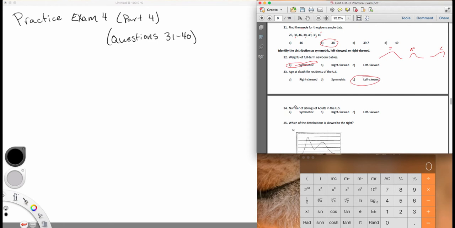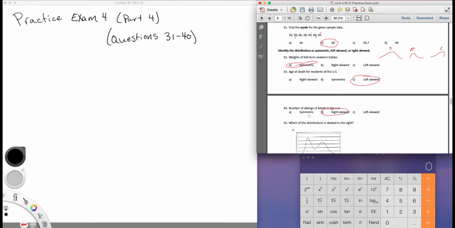And the number of siblings of adults in the United States. Well, I have 11 siblings, but I'm definitely an outlier, so usually it'd be right skewed. Usually you'll have a few siblings, but you definitely won't have a lot of siblings. There are some cases, but those are few and far between. So right skewed on that one.